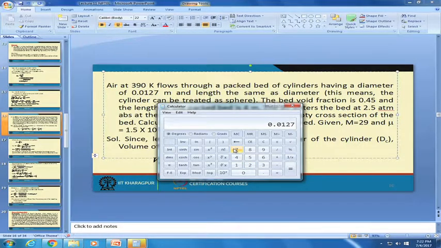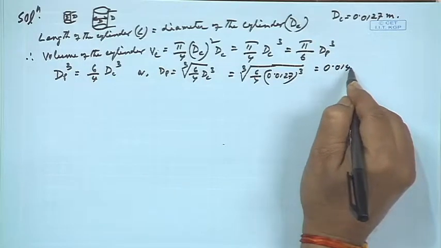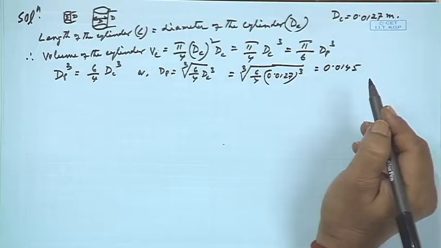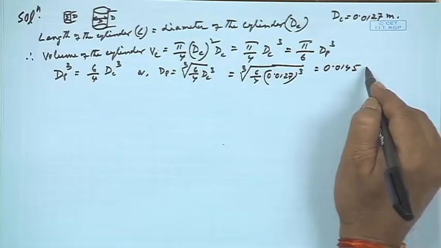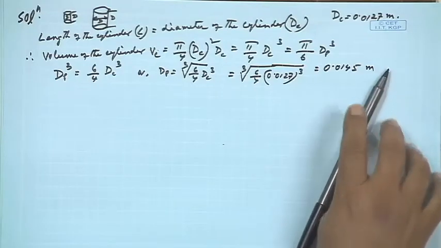So, 0.0127 cube x to the power y, or x is cube, right. So, this is that into 6 divided by 4, right. So, it is the cube root, which is 0.0145. So, that means the particle diameter is 0.0145 meter, right.